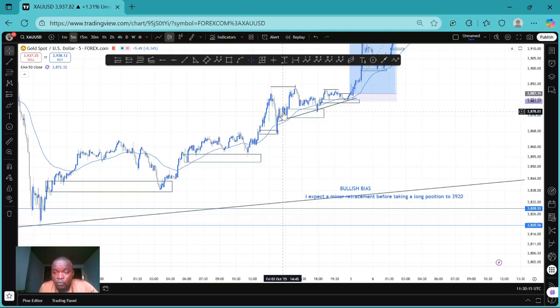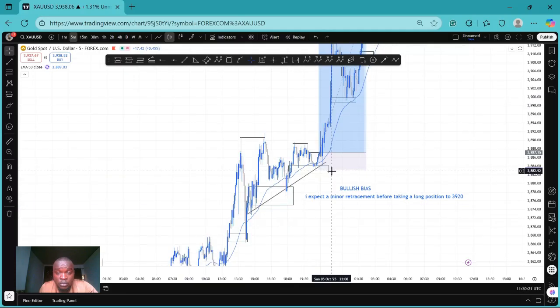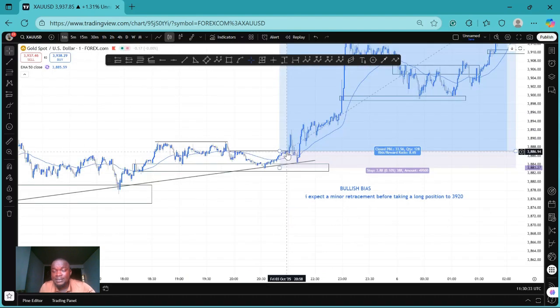Then when you come to 1 minute, you'll be able to see the other block that was here before. Very good. It respected this order block. After it respected it, it pushed up, then retested. So I got in at 38.88. That's where I got in. That was how I was able to know for sure that the price is actually heading up.